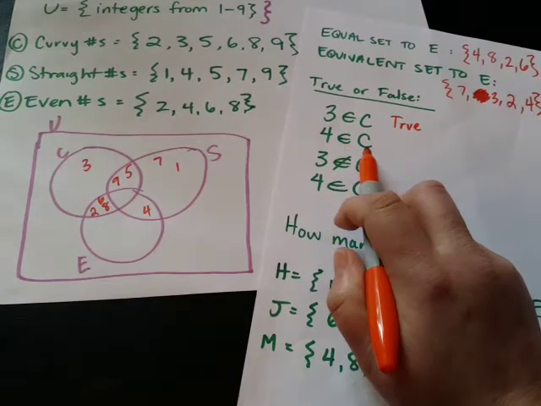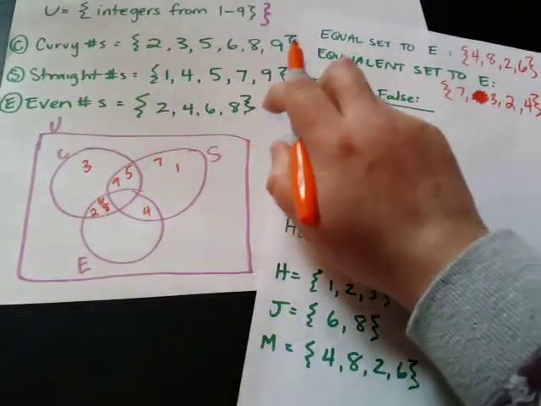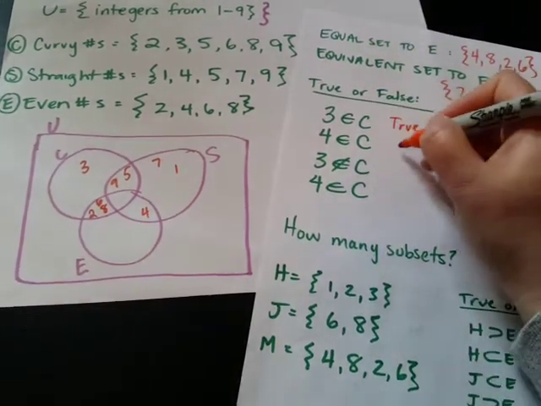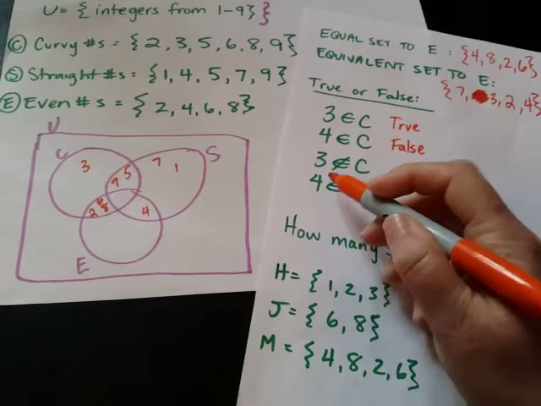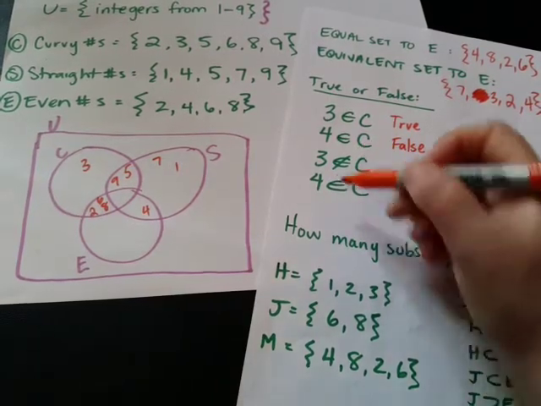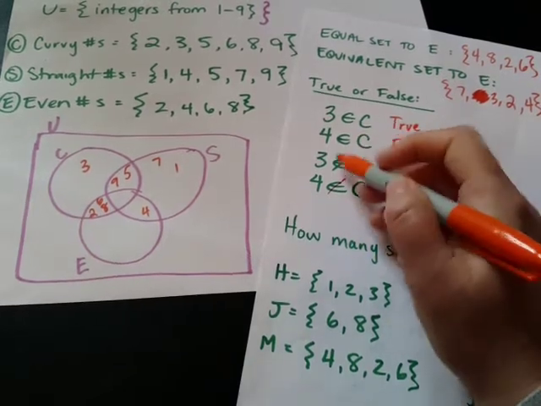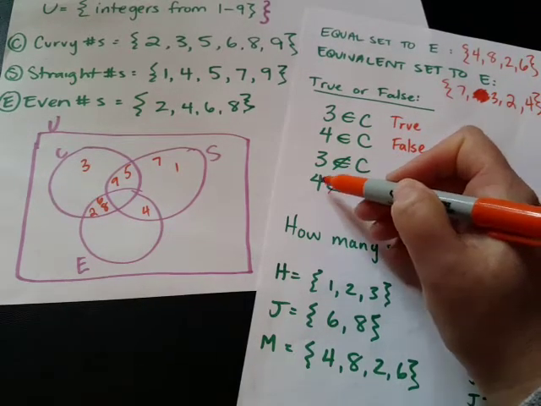4 is a member of the set C. If we look inside the set, at the contents of the set, we would say that that is false. 4 is not a member of the set C. And if we wanted to say not a member of, we would use this little line that goes through it.